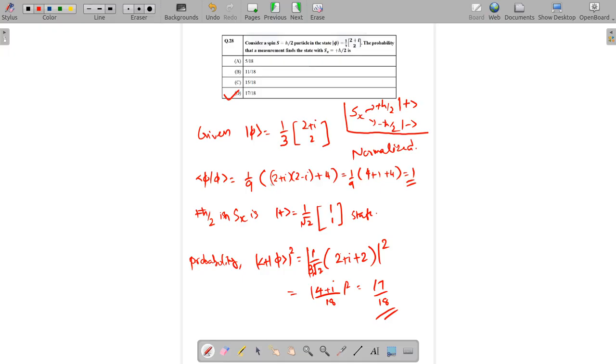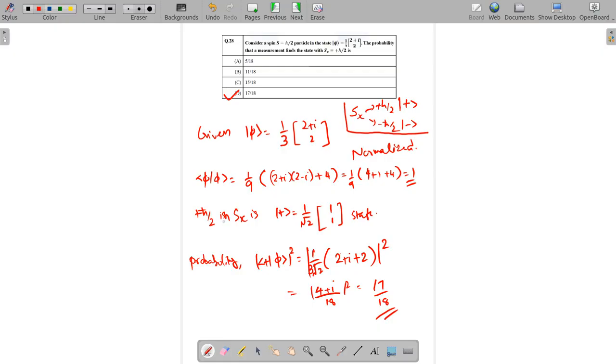Okay, so the first check you have to do in any kind of this problem is whether the state is normalized. Otherwise you cannot get the probability. If it is not normalized, you have to normalize it. So taking the bra-ket of phi with phi, you will get 1/9 times (2 plus i, conjugate, plus 4 because of this 2 times 2), that means 1/9 times 9, which is 1. Okay, so it's a normalized state. You can carry forward the other calculations.